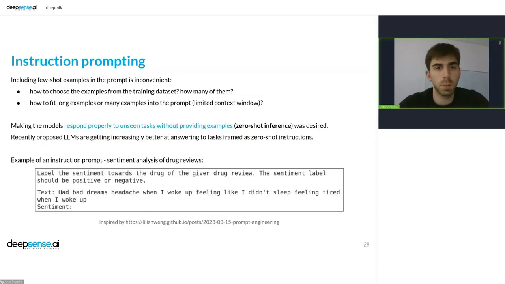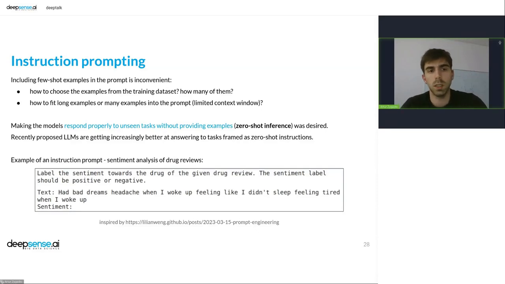Including these few-shot examples in the prompt is not really convenient. It's a bit cumbersome because we need to determine which examples from the training data set to put there and how many of them. And if we want to put many of them, it's not easy to fit them in the prompt, because the inputs can be long, like in a text summarization task. Also, with multi-class classification, there are many examples to be included. And the models have a limited context window, so there is a limit on how long the text can be.